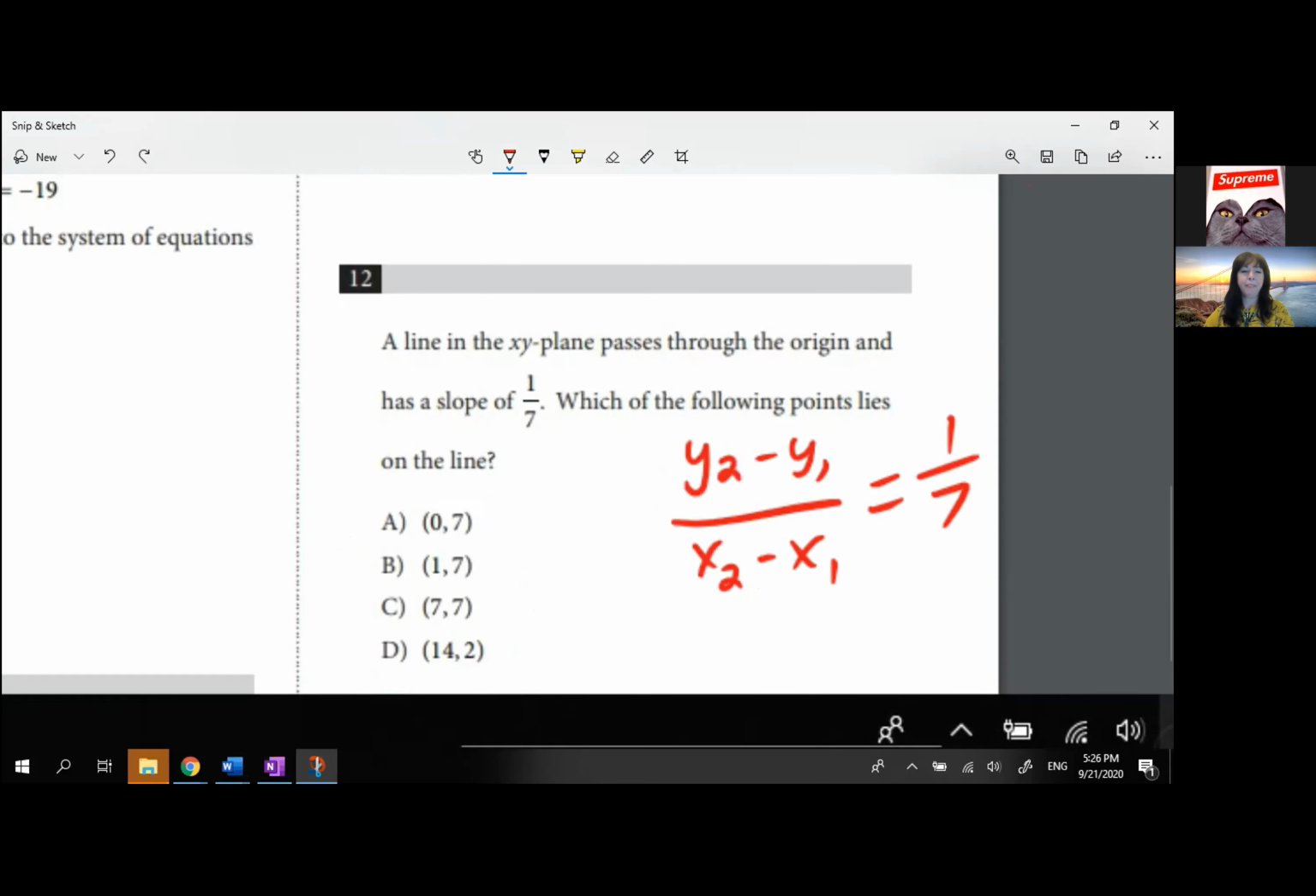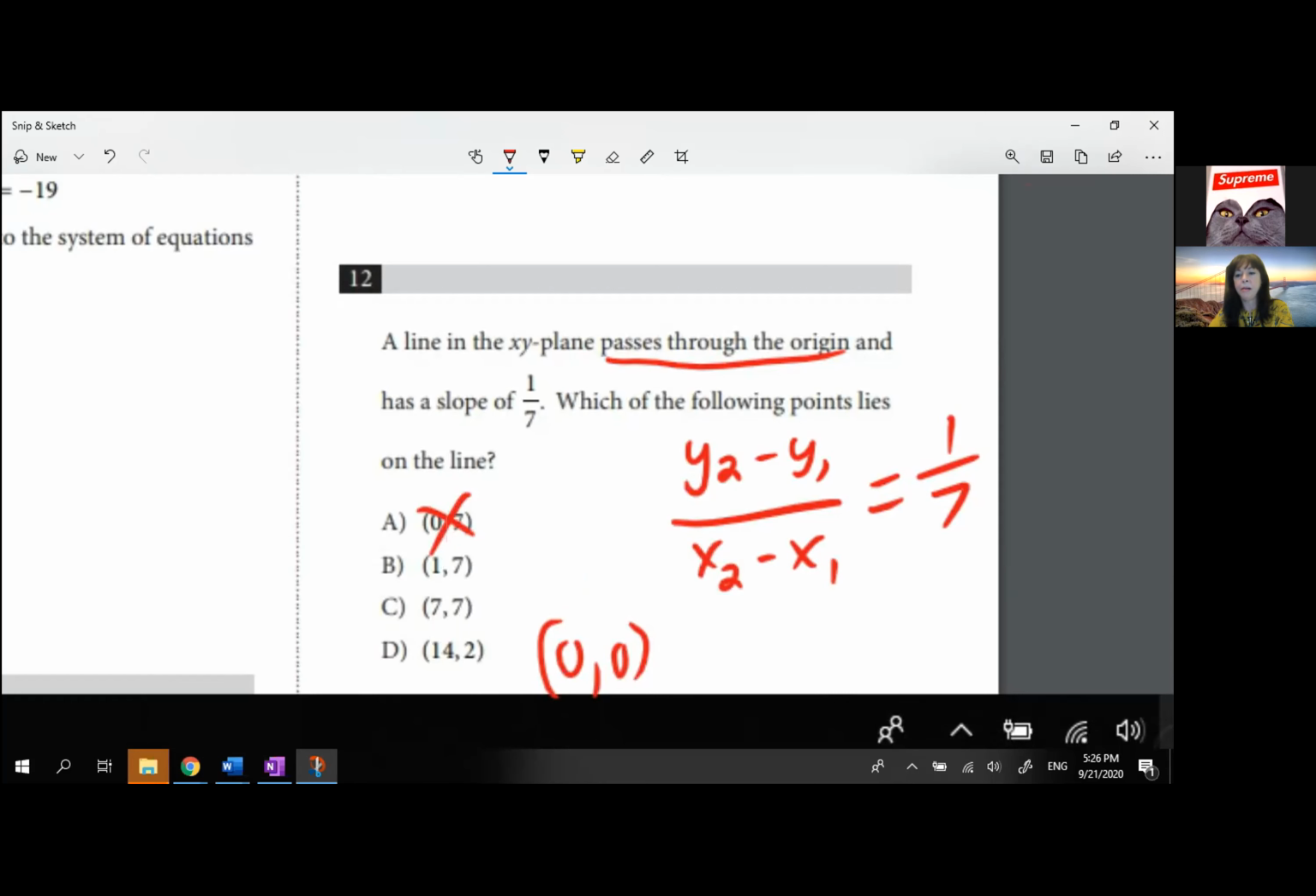So what we can do is cross one off immediately. It passes through the origin, which is, again, 0, 0. How can something with a slope that's going right, it's angled, it's not going straight up, how can it go through 0, 7 if it started at 0, 0? It can't, right? So we can cross off A as an answer choice already. That's just a little tip, something to look for.